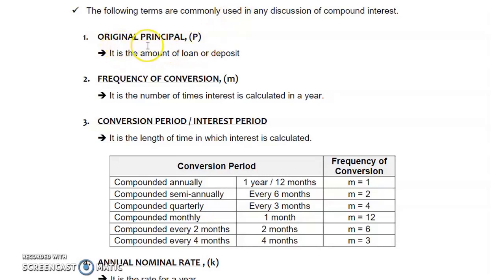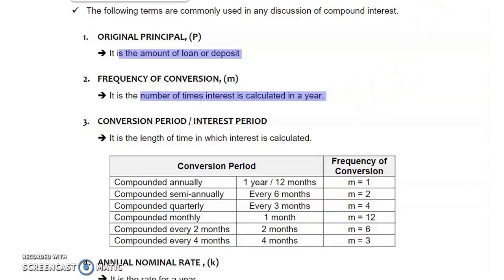Let's look at some important terms under compound interest that you need to know. The first one, original principal, which is value P. Again, original principal here is similar to the previous topic under simple interest. P is the amount of the loan or deposit. Next, frequency of conversion, lowercase m. What is the frequency of conversion? It is the number of times interest is calculated in a year.